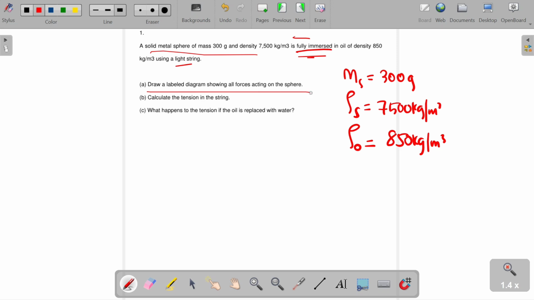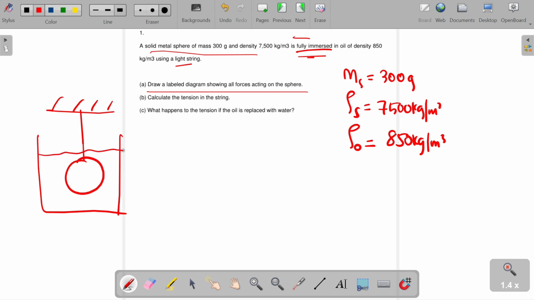They're saying draw a diagram showing all the forces acting on the sphere. If we drew a diagram of this, it will be hanging like that, then the sphere will be something like this. This thing is immersed in oil. Whenever there's a string, the first force that will be acting is what? Tension. But there will also be an upthrust from the fluid. But at the same time, the object will have what? Weight. Those are the three forces.